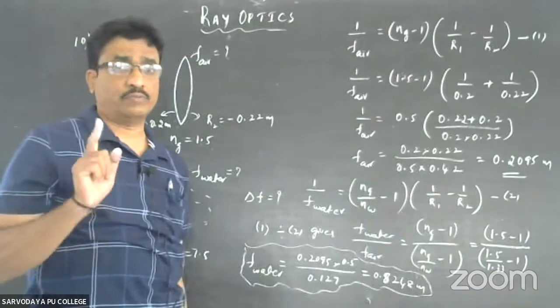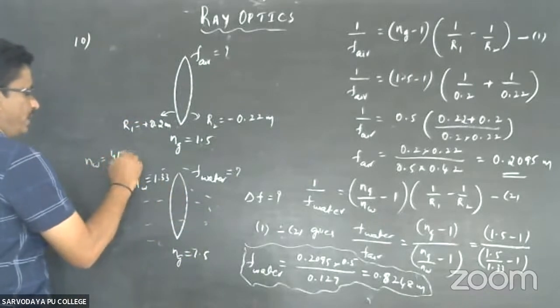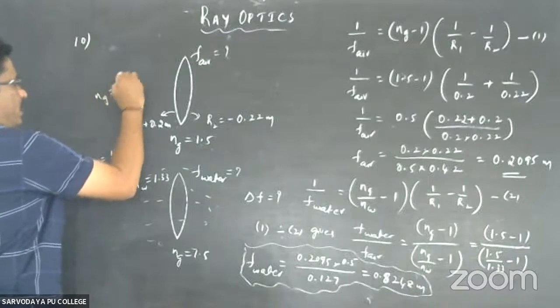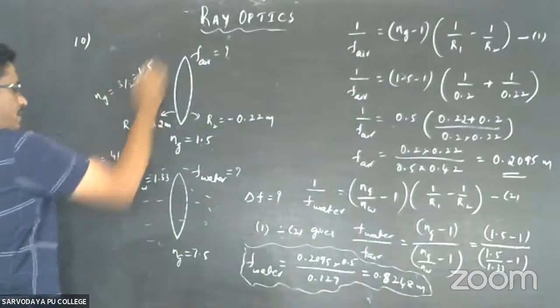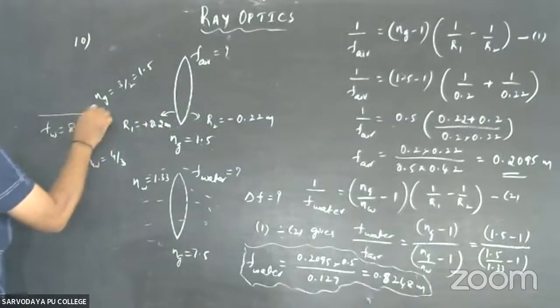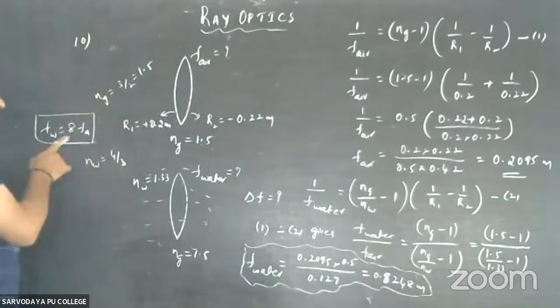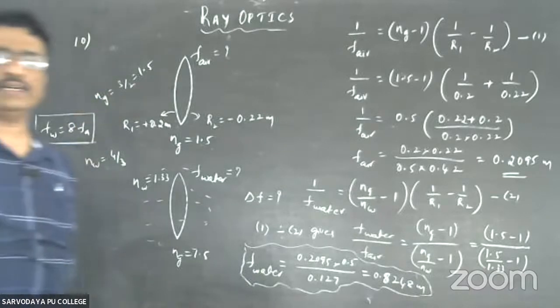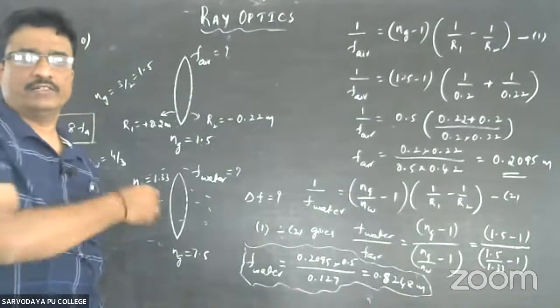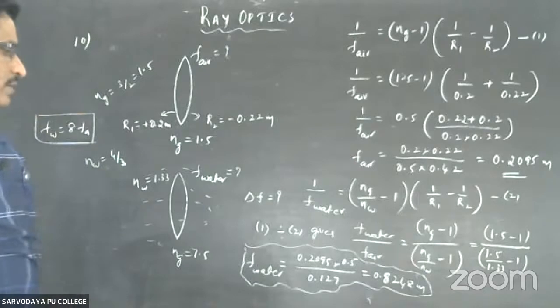Especially if they give Nw as 4 by 3 and Ng as 3 by 2 or 1.5, then the focal length in water will be 8 times the focal length in air. Remember this idea. This holds good only if these values are given, or it will be nearly equal. Especially in competitive examinations, you can easily identify the answer. It means in water, the focal length will be around 8 times the focal length in air.